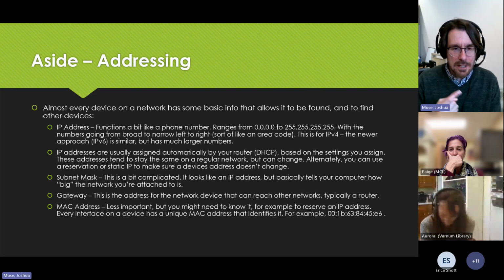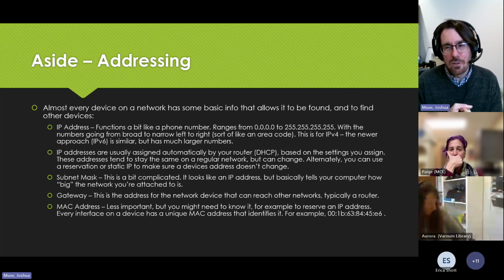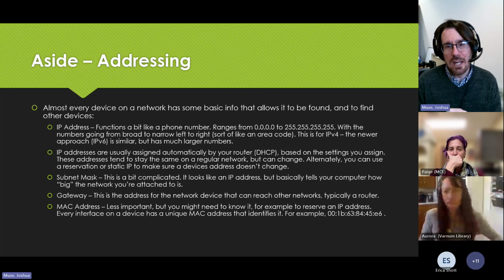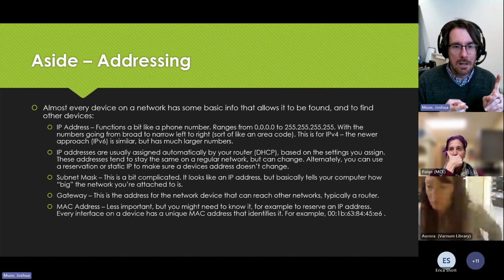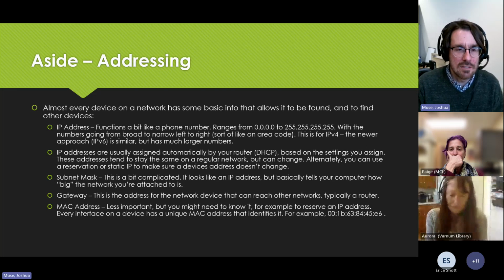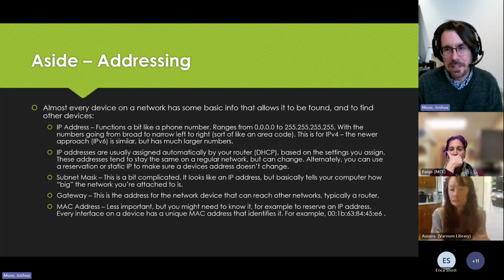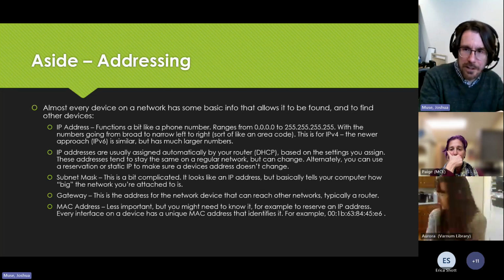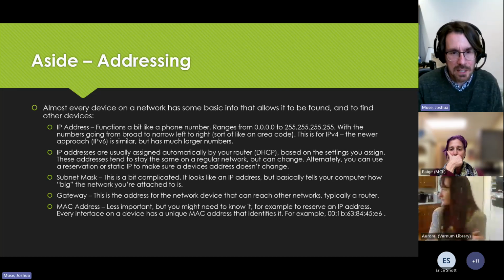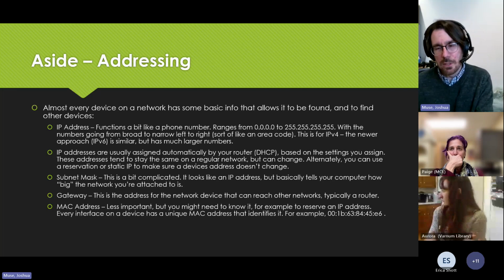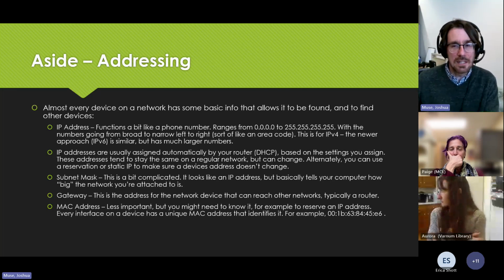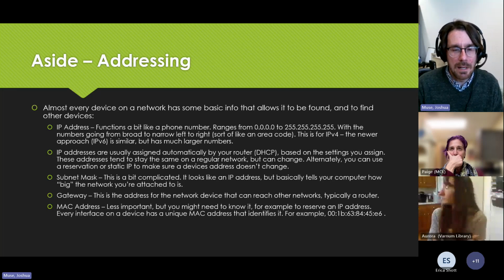Okay, how do you get an IP address? The router assigns it, or if you have something that needs to always have the same address, like a printer maybe, or a server, you can give it a reservation, or what's called a static IP. A reservation is you do it on the router, and the device always gets the same thing. A static IP is you do it on the computer, and it just says, this is my address. Again, you don't need to worry too much about that.